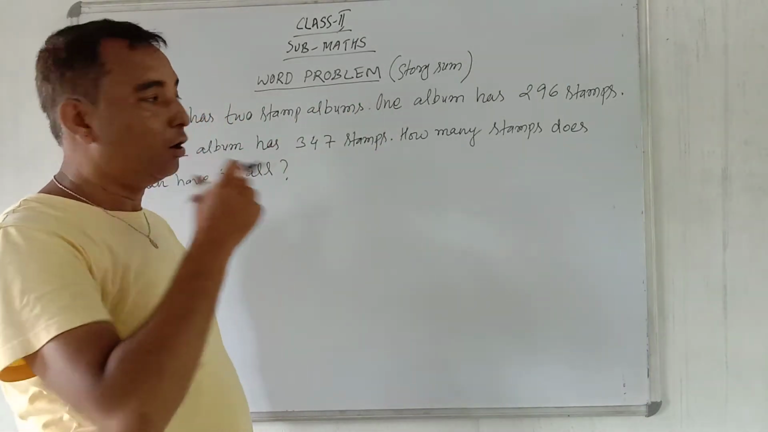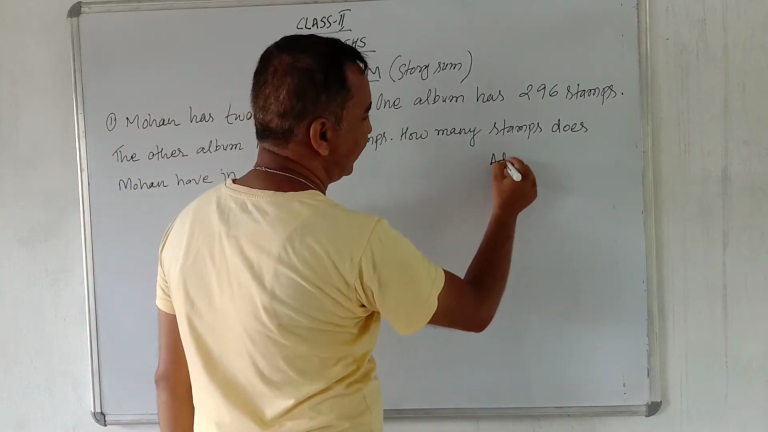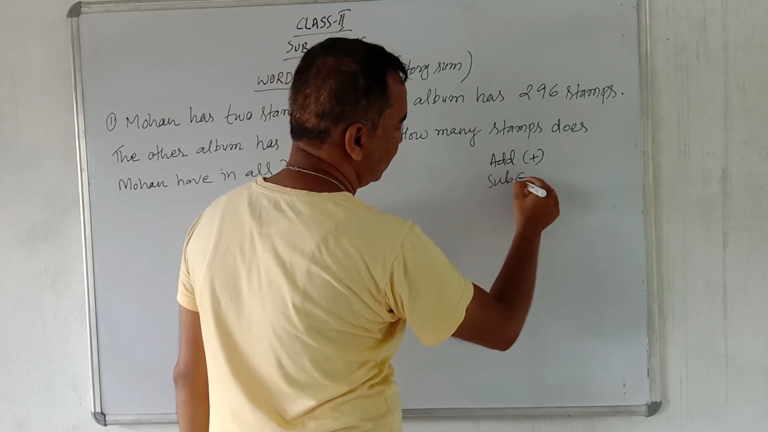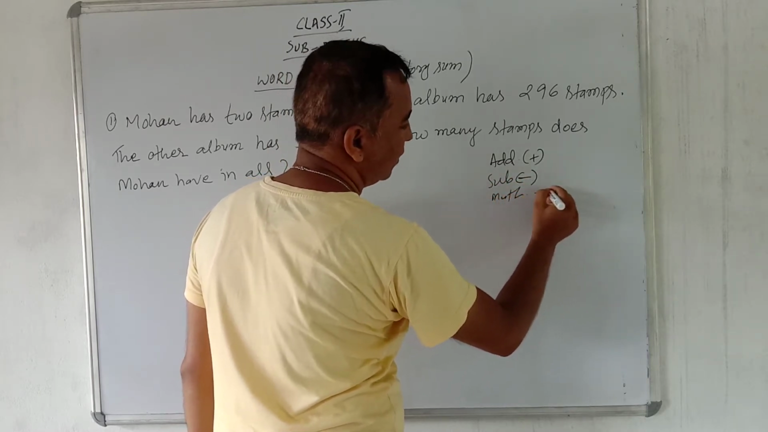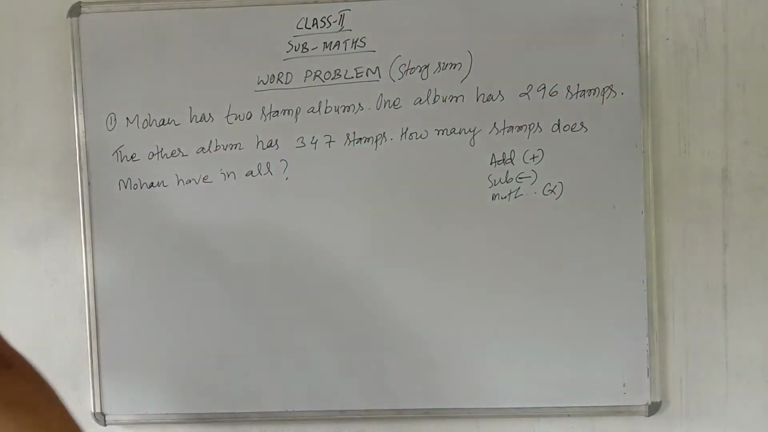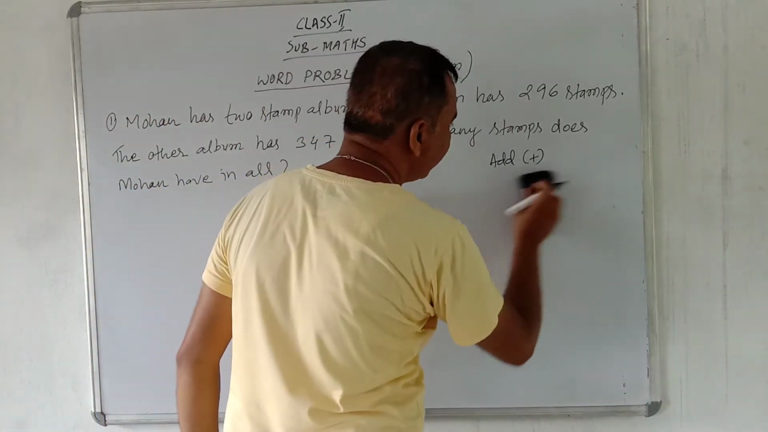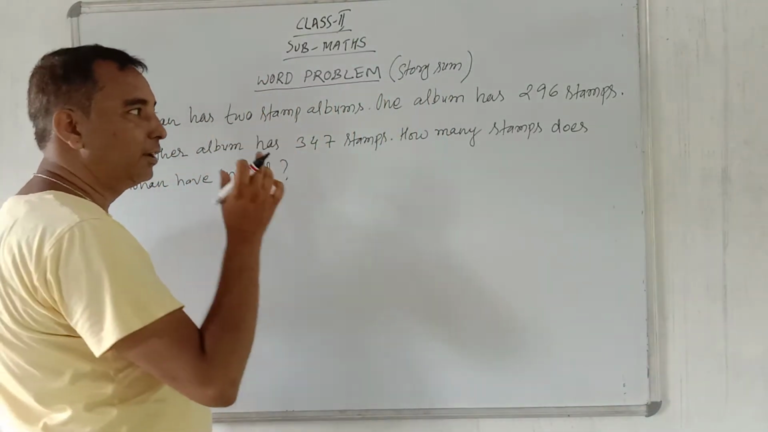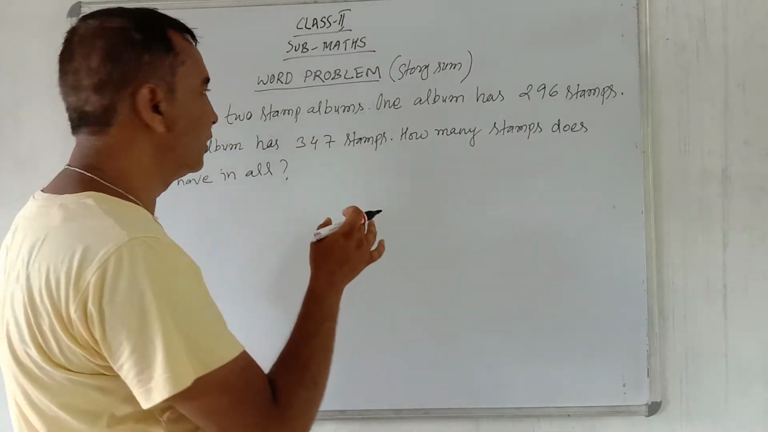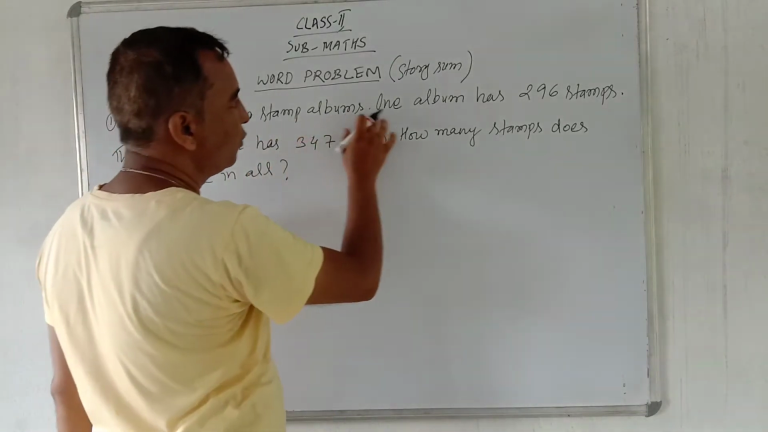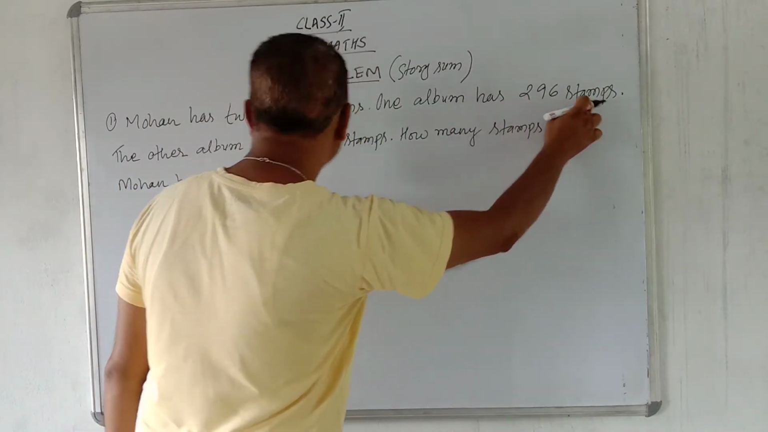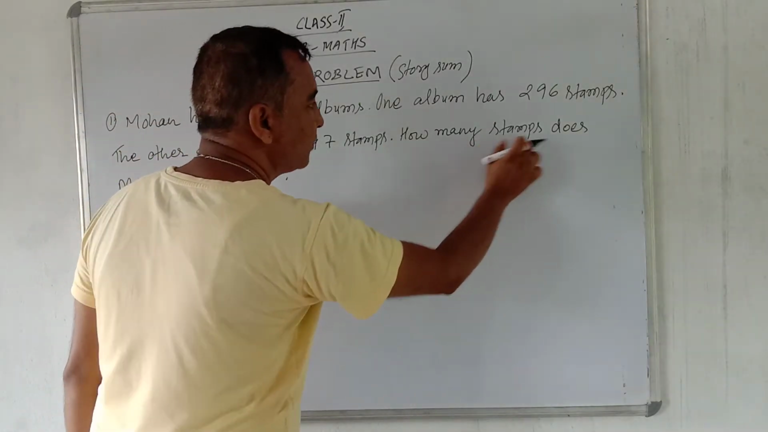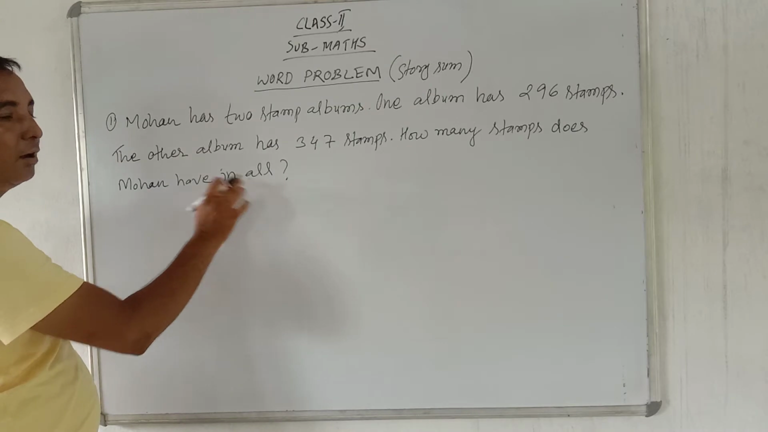How do we know whether this is addition, subtraction or multiplication? For that, we have to read the statement very carefully. Again I repeat, we have to read the statement carefully and find the hint from it. So Mohan has 2 stamp albums. One album has 296 stamps. The other album has 347 stamps. How many stamps does Mohan have in all?